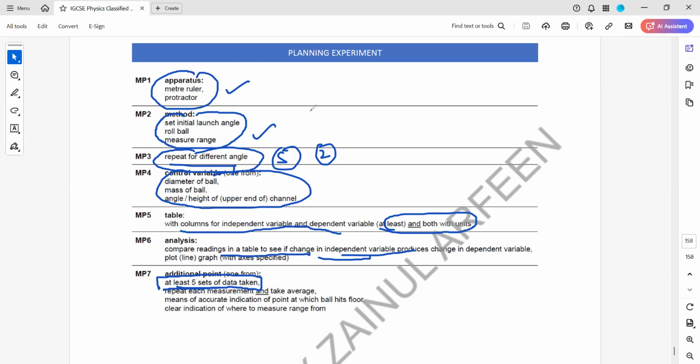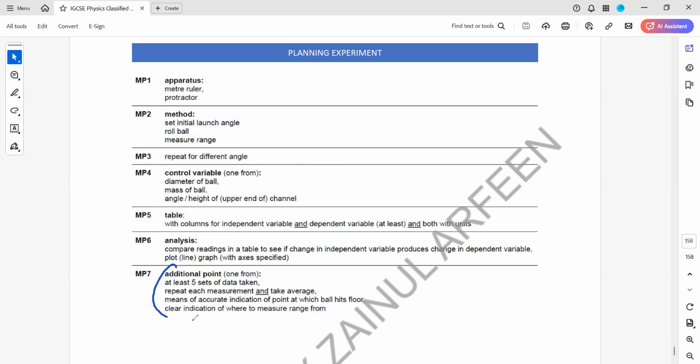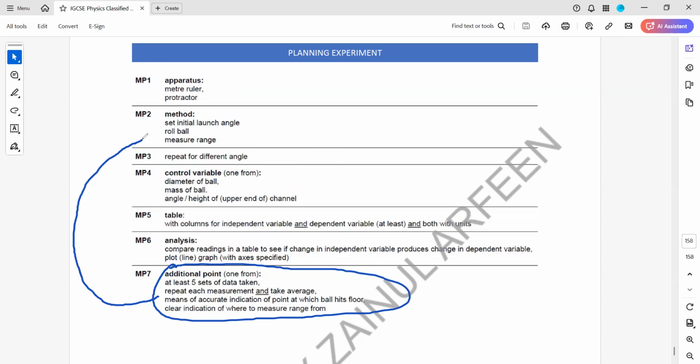And these are the additional points; any one from the additional points you can write. This additional point should be added in this part. When you're writing, you don't have to use the term independent or dependent. This is a generalized answer they give. But what you will say is: compare the readings in the table, or plot a graph between the range and the angle, and compare if the change in angle produces a change in the range.